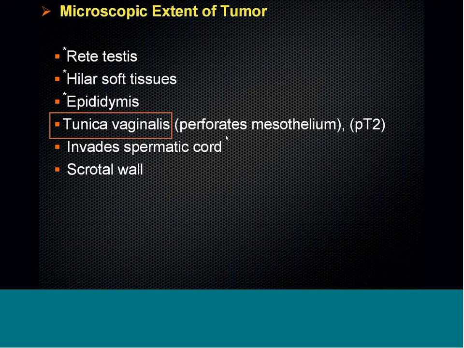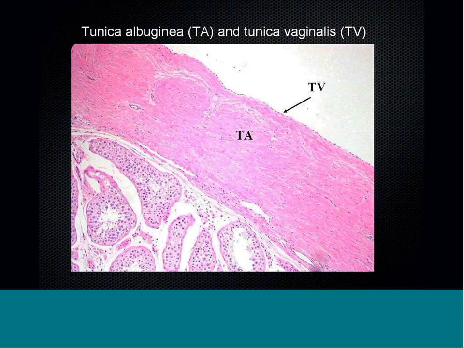Tunica vaginalis invasion is part of TNM staging, and the only change on the CAP checklist is to stress that tunica vaginalis invasion is positive when the tumor perforates through the mesothelium. So let's look at some images. First of all, where is the tunica vaginalis in the testis? Again, this thick fibrous band covers the entire periphery of the testis, which is called tunica albuginea. The tunica vaginalis is this thin mesothelial layer covering the periphery of the testis, which is right on top of the tunica albuginea.